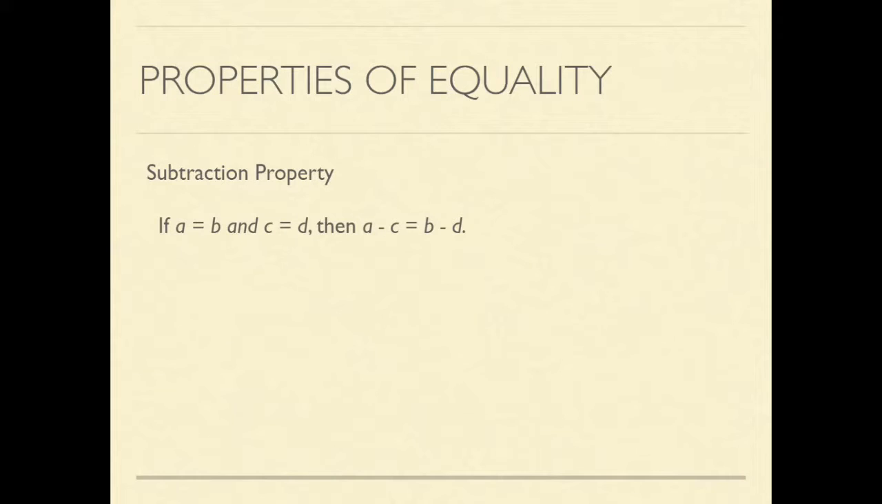We also have the subtraction property, which states that if A is equal to B and C is equal to D, then A minus C is equal to B minus D. For example, this looks like A is equal to 5 and C is equal to 6, then A minus C is equal to 5 minus 6.